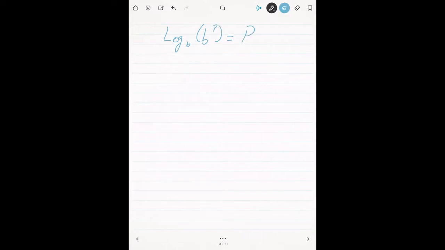This property might seem a little odd to us at first, but again, once you put it into exponential form, it's fairly simple. Go ahead and try this for yourself. Pause the video for a minute and try rewriting this as an exponential form.